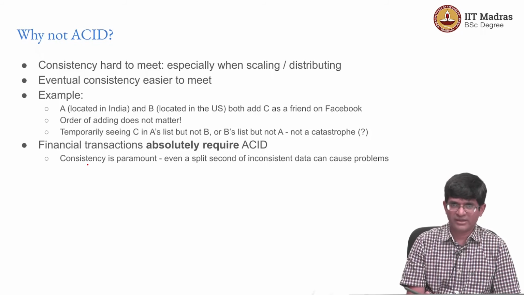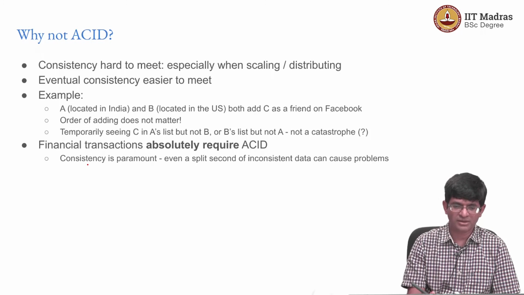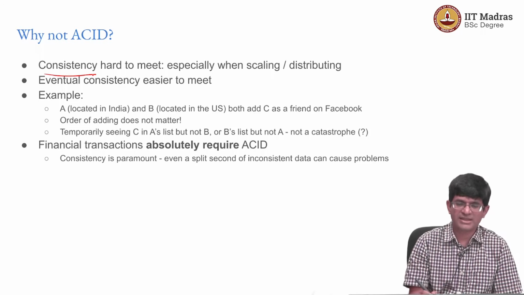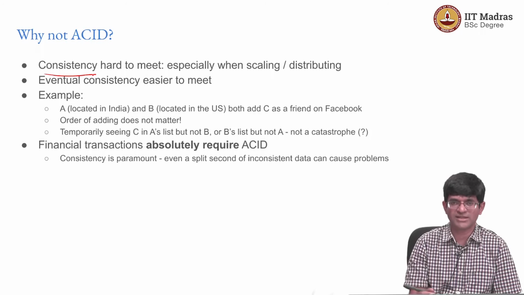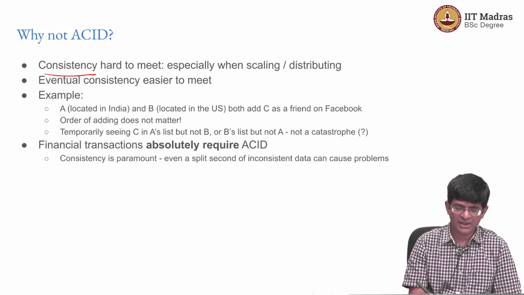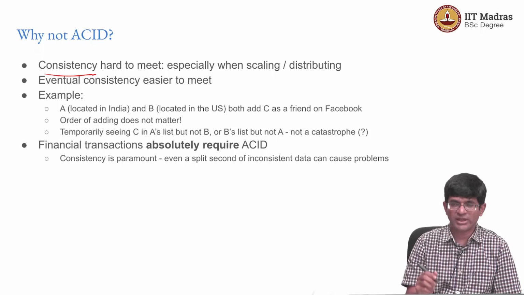So why do people even want to break the ACID rules? Because after all, they sound like a good idea. The main reason is that consistency is hard to meet, especially when you want to scale up to multiple servers. And there is another principle called eventual consistency, which is actually much easier to meet. To take an example, let's say that A and B are two people. One is located in India, the other is located in the US, and they both add C as a friend on Facebook. The order in which it actually gets reflected in Facebook's database does not matter too much.